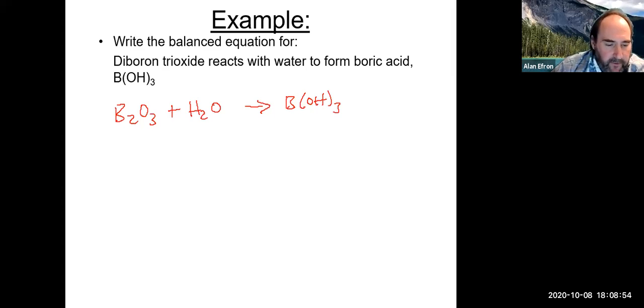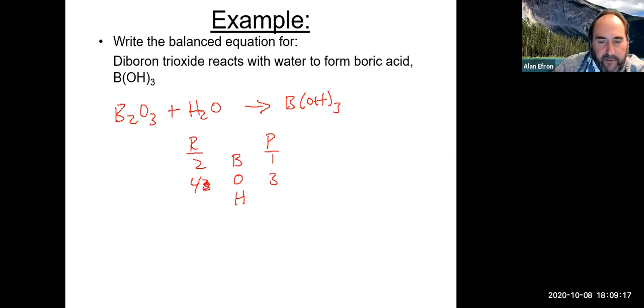So not worrying about any balancing or anything like that, we just want to make sure we get all the right formulas. Now we can worry about the balancing part of it. And we got boron, oxygen, hydrogen. So we got 2 on the left, 1 on the right, and 3 on the left, plus 1 more makes 4. And on the right hand side there, we do have 3.